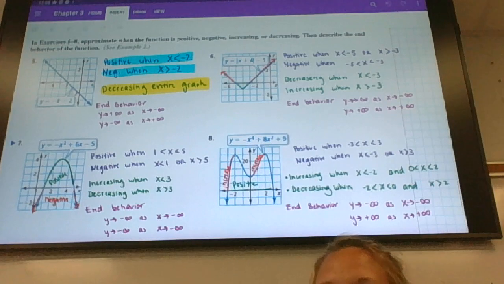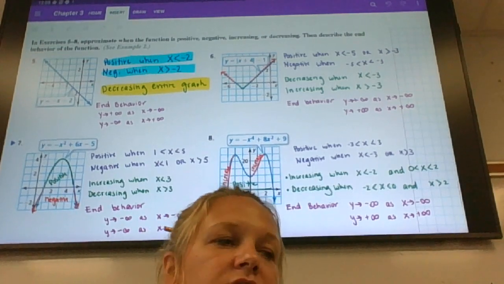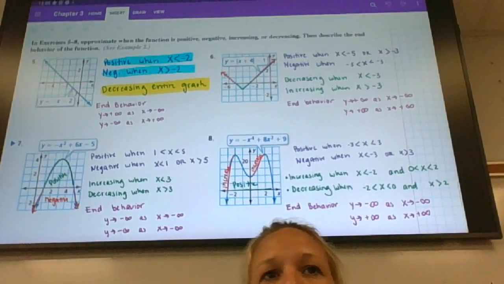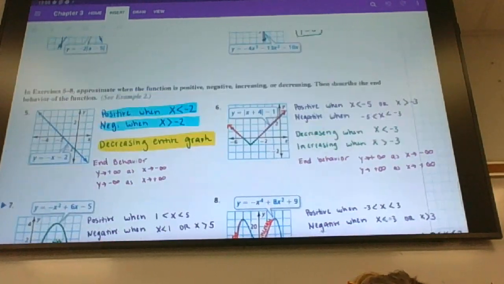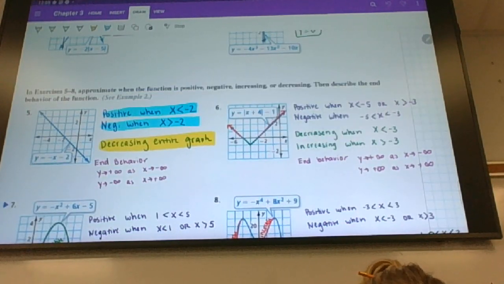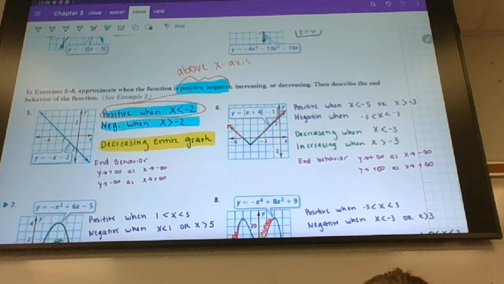The question was, how do you do positive, negative, increasing, decreasing, which is the most challenging part of the lesson, right? That was really what you were supposed to learn. Positive and negative: this is looking at when the graph is above the x-axis or below it. For this one, I said it was positive when x is less than -2. Let's look. Here, the graph is above.